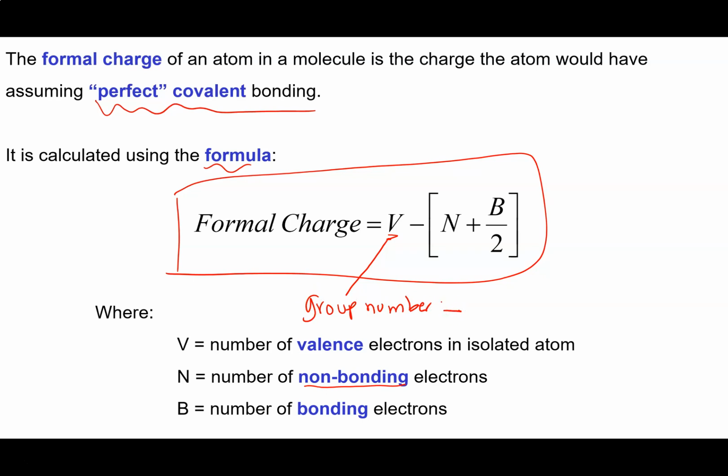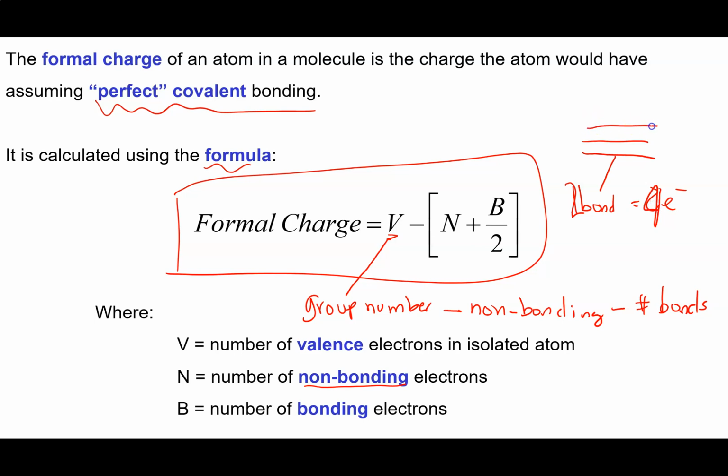Your number of bonding electrons is just the number of electrons that are non-bonding. And then your bonding electrons on 2, that's just equal to the number of bonds. Because remember, every 1 bond equals 2 electrons. If I have 2 bonds, 4 electrons. If I have 3 bonds, 6 electrons. So the number of bonding electrons on 2 is just the same as the number of bonds.